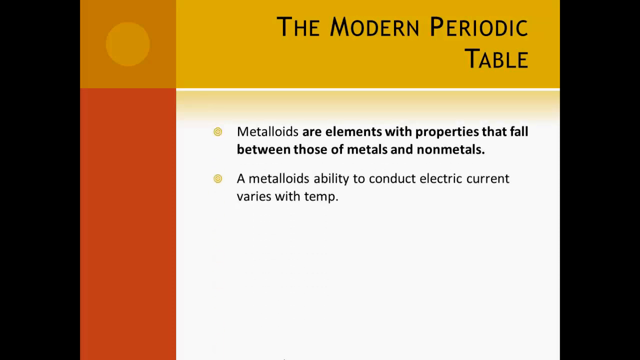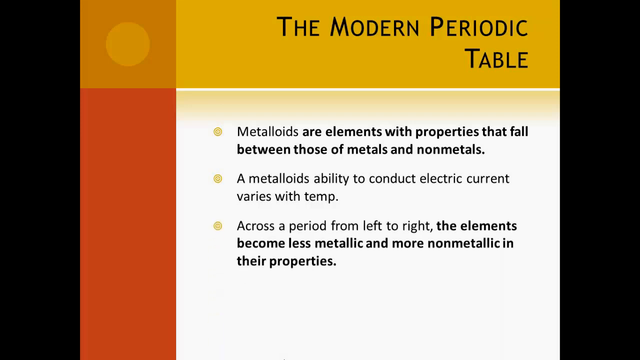Now, metalloids are the ones that are in between, like the staircase that you saw. Metalloids are elements with properties that fall between those of metals and nonmetals. So across a period from left to right, the elements become less metallic and more nonmetallic in their properties.